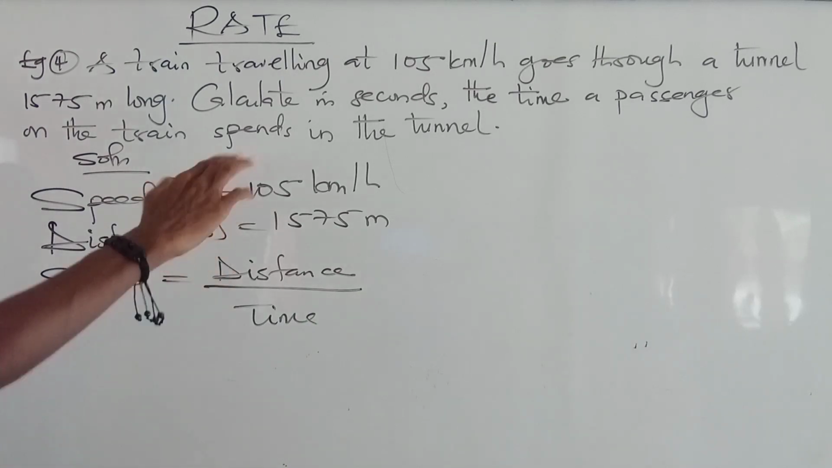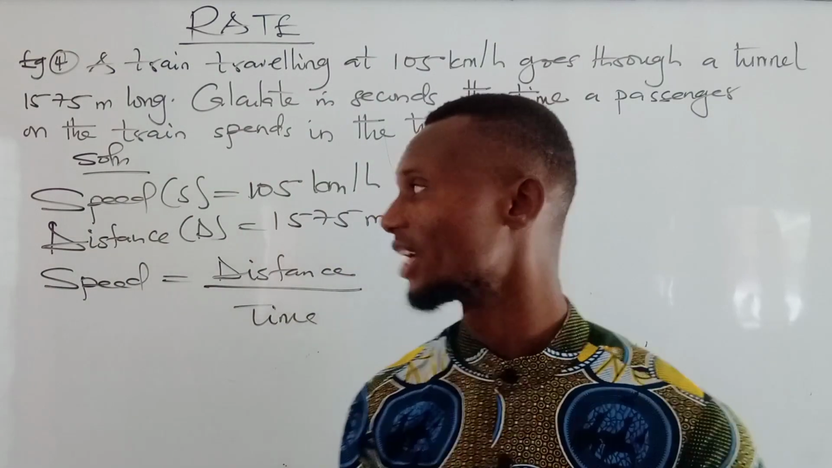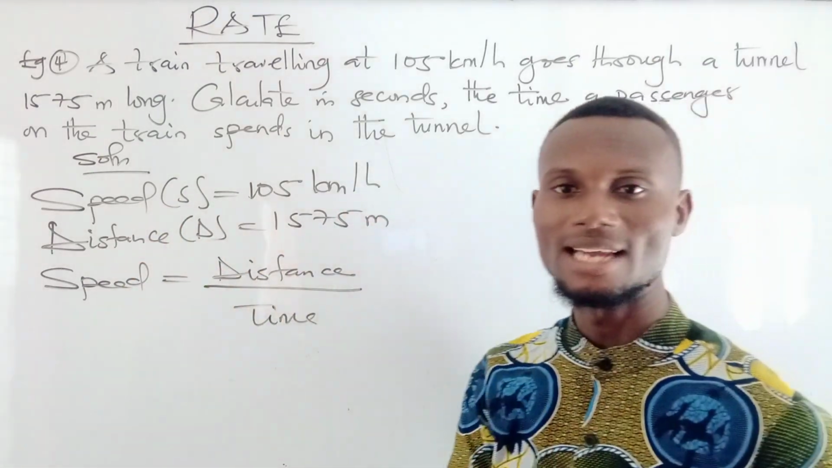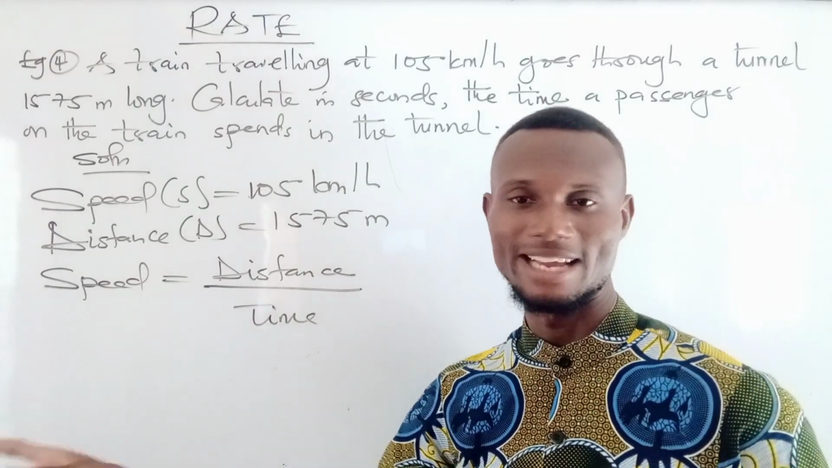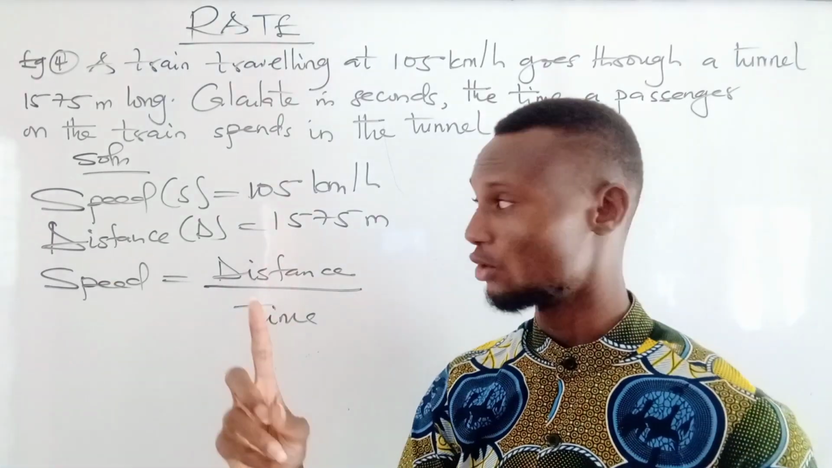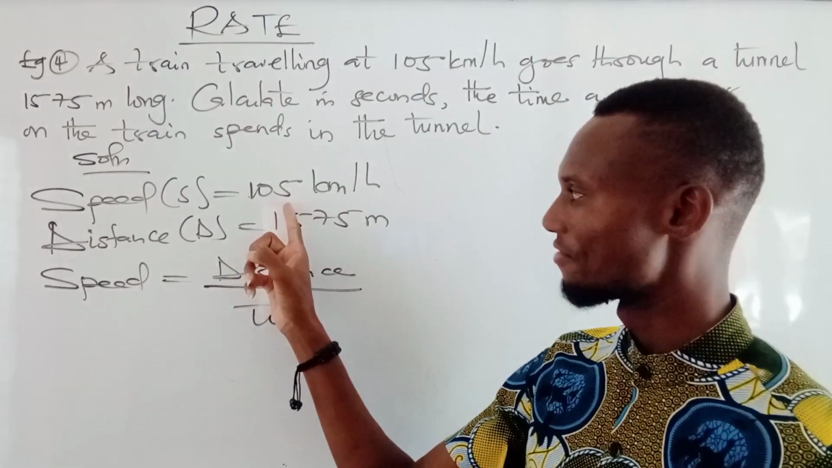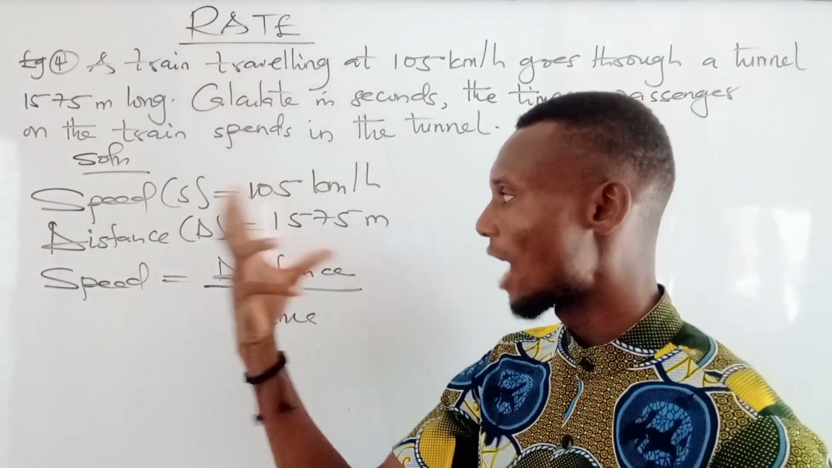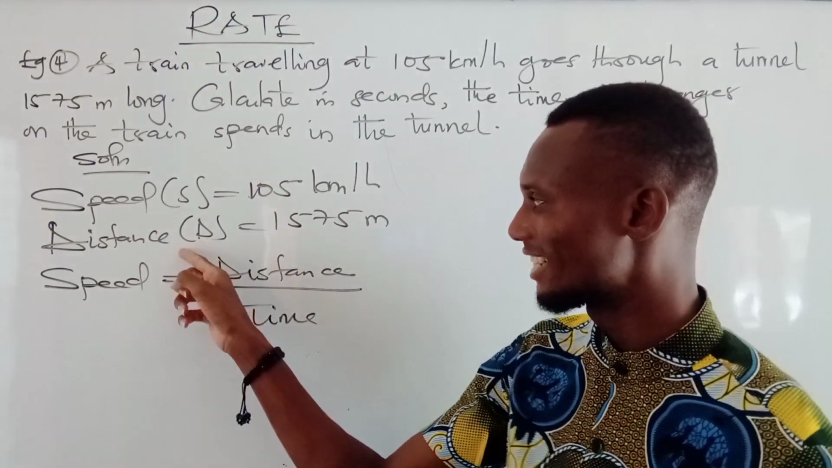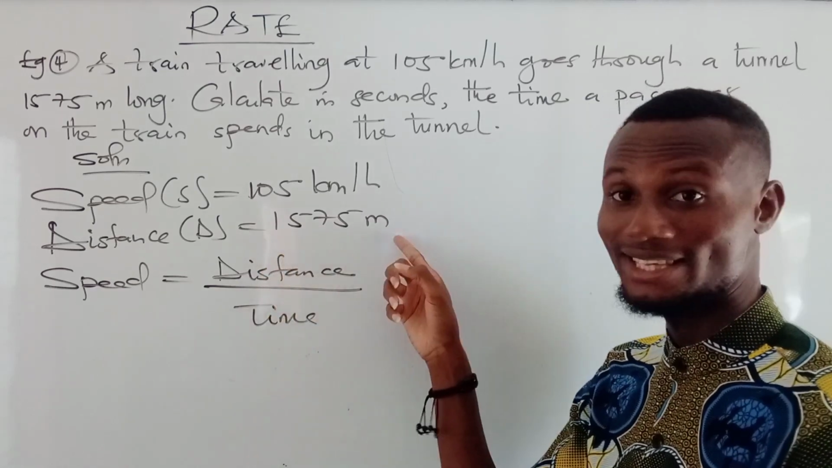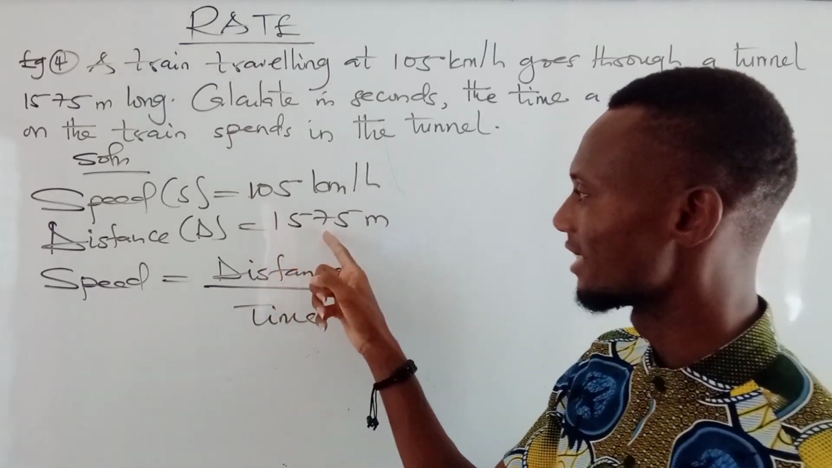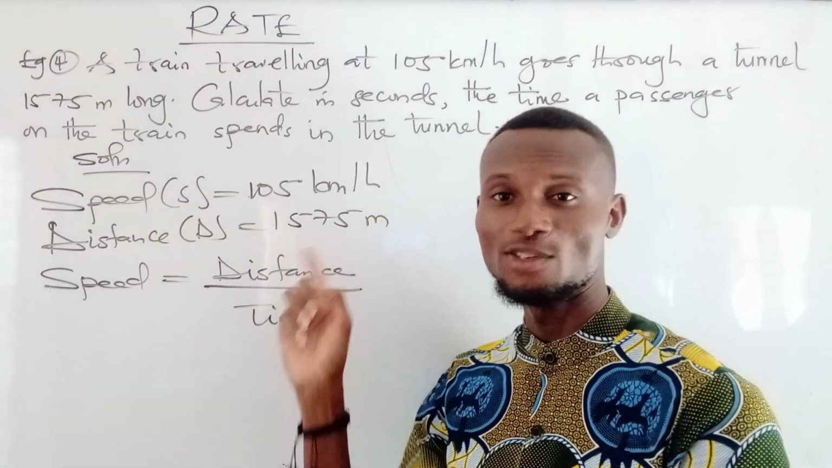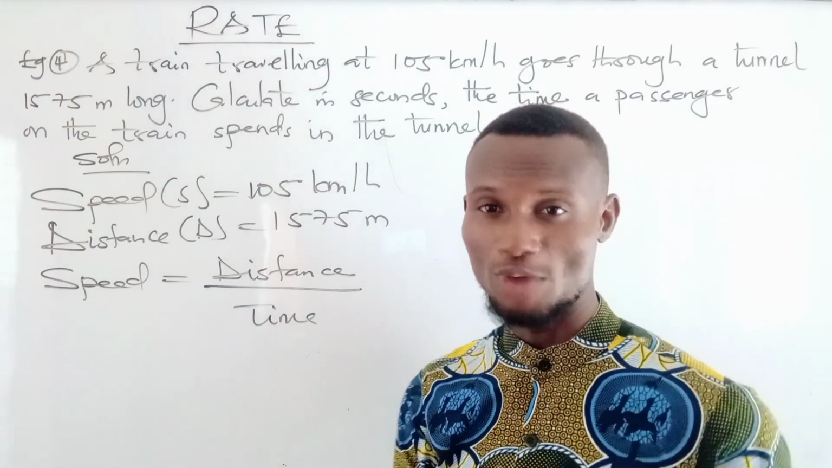Now from the values given, please check the values very well. You can see that the speed is given in kilometers per hour, meaning that the distance is in kilometers and the time is in hours. Take note of it. But here is the case that the distance we are given is in meters, which is 1,575 meters, meaning that we cannot solve with this value unless we change it to kilometers. I hope you agree with me up to this point.